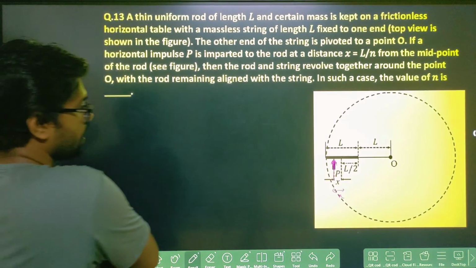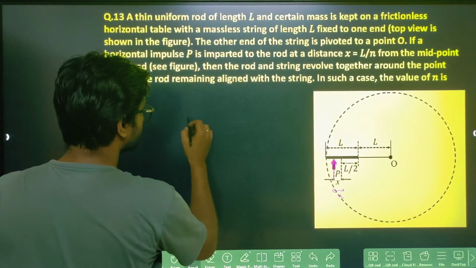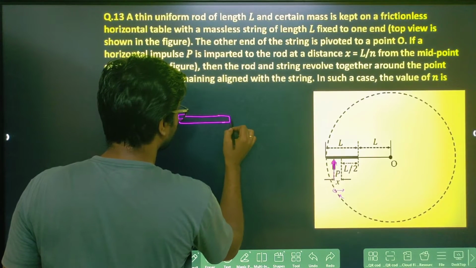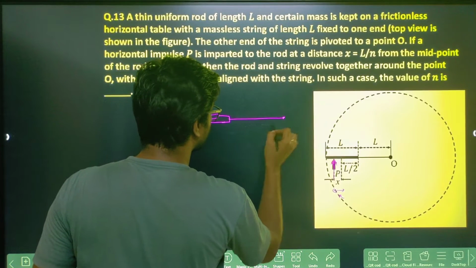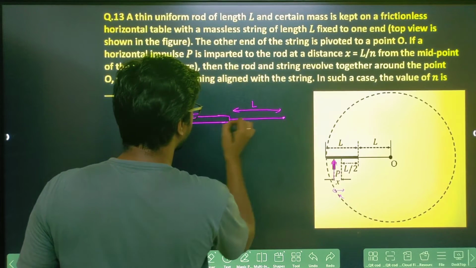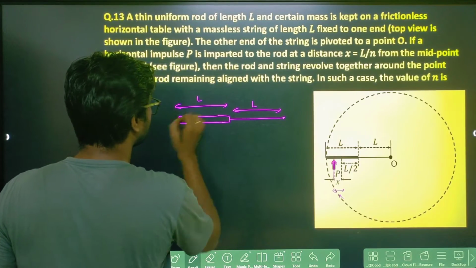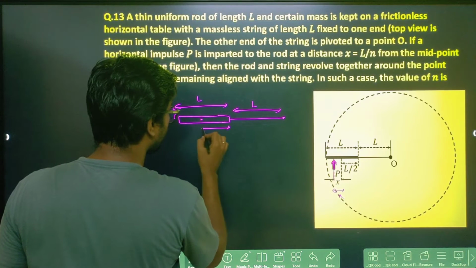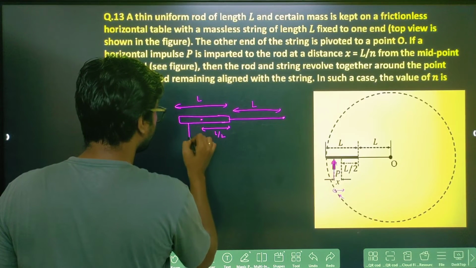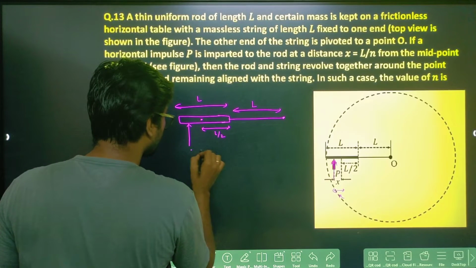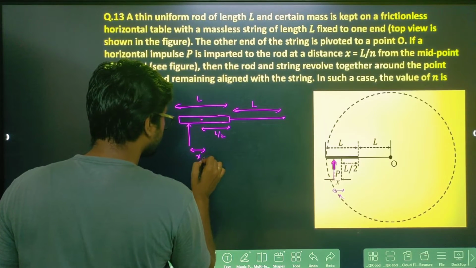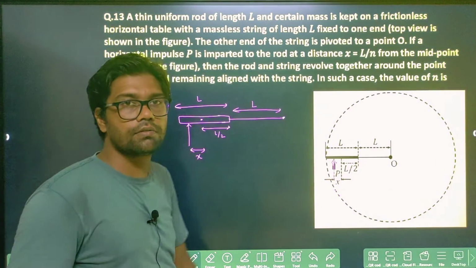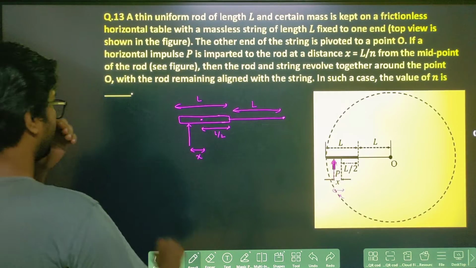So what you have to do is, first of all I am drawing here what it basically is. This is a rod of length L, and from here there is a string connected. So this length is L, again this length is L, right? And this is the midpoint here. This will be L by 2, and here the impulse they are putting, and from the midpoint to this distance is your x. They want to find out this x basically. Then you can find out the N value easily, right? You have to find out the value of x.